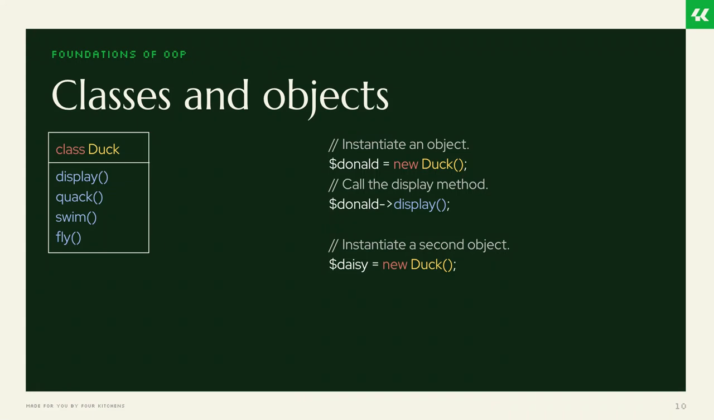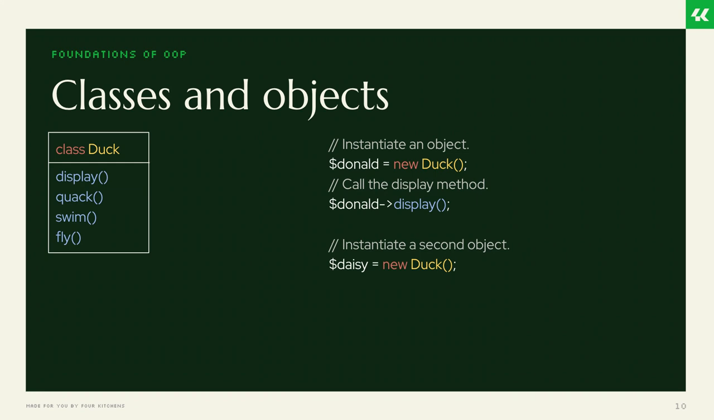I have a duck class. You've seen this, right? Create a new duck. So an object is an instantiation of a class. Donald equals new Duck. Donald can now display. And I can create a second one, Daisy. Daisy is an instantiation of a duck. Daisy is an object. I have two separate objects. They take up unique spaces in memory, but they came from that same cookie cutter.